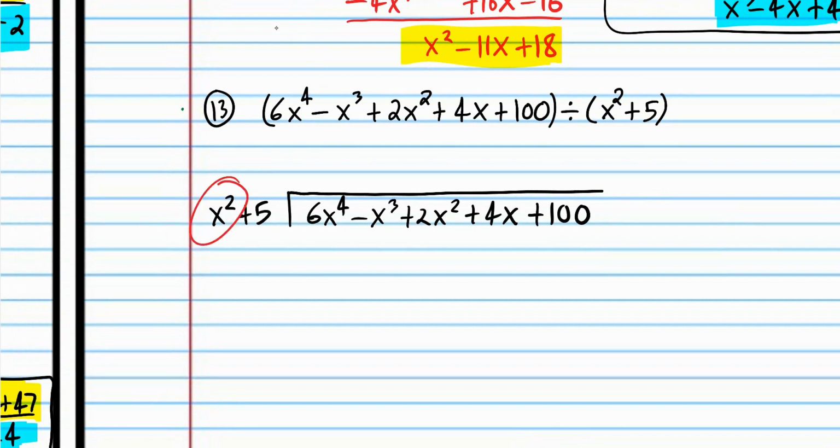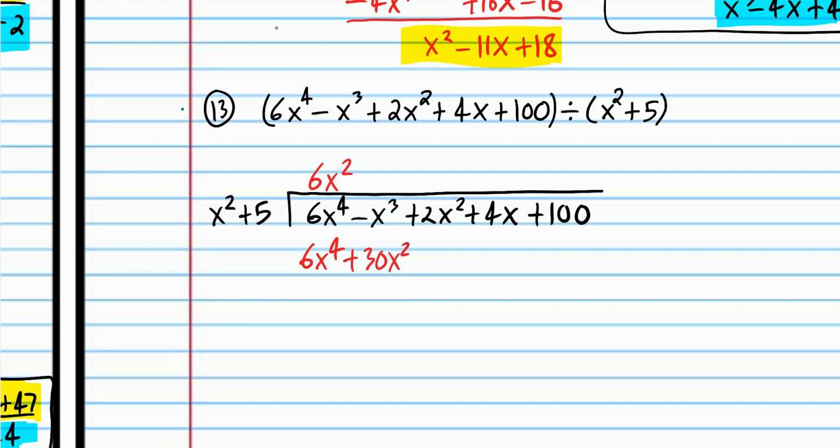Cycle number 1, x squared times what is equal to 6x to the 4th power? And the answer is 6x squared. Step 2, multiply 6x squared times the divisor, and we get 6x to the 4th plus 30x squared. But again, we have a problem. The problem is we can't just subtract the terms that are lined up as they are, because these green terms here are not like terms. We cannot subtract an apple from an orange.